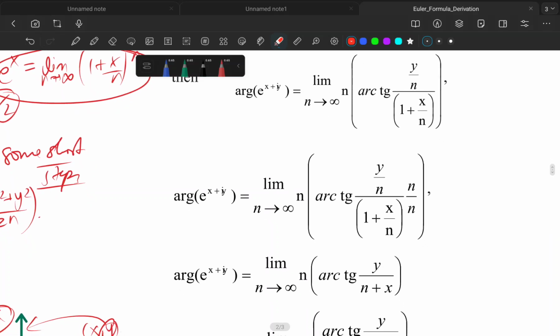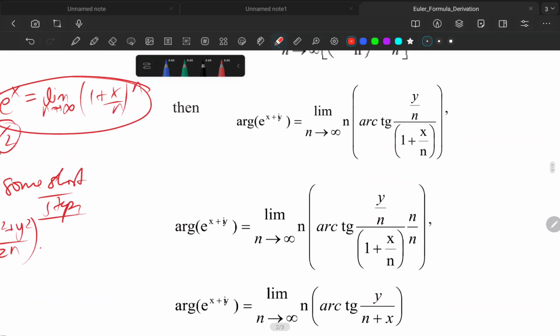And in the next step here, the author is just dividing and multiplying with n. I don't know why, but let's see that.